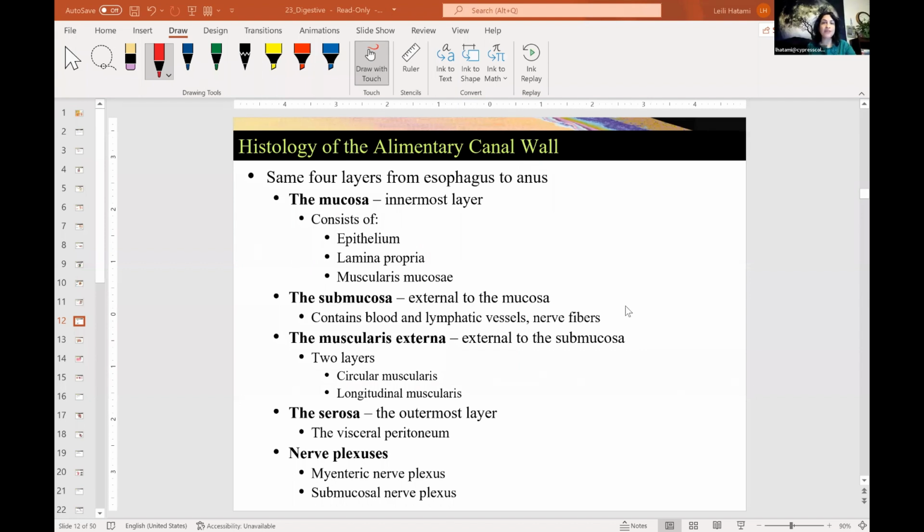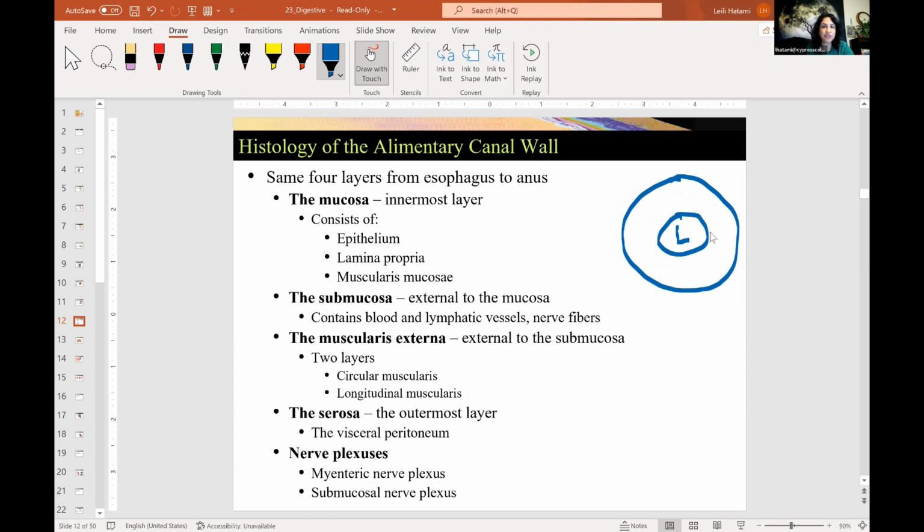Now we're going to talk about the histology of the alimentary canal. The alimentary canal consists of hollow organs like our esophagus, the stomach, and the small intestine. It means that if you cut them and look at their cross section, you can see a lumen and a wall. The lumen is like a cavity or space which food can go through, and then that's the wall of the alimentary canal.